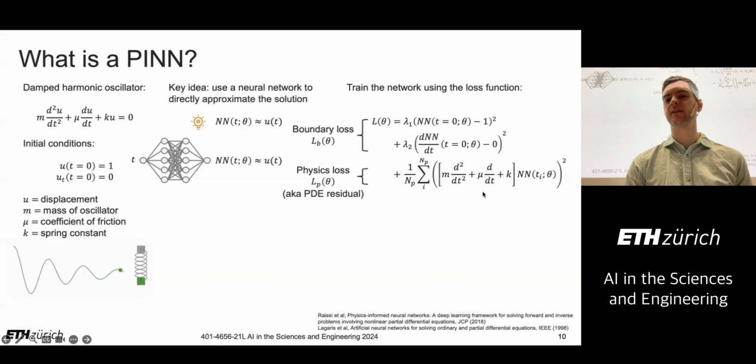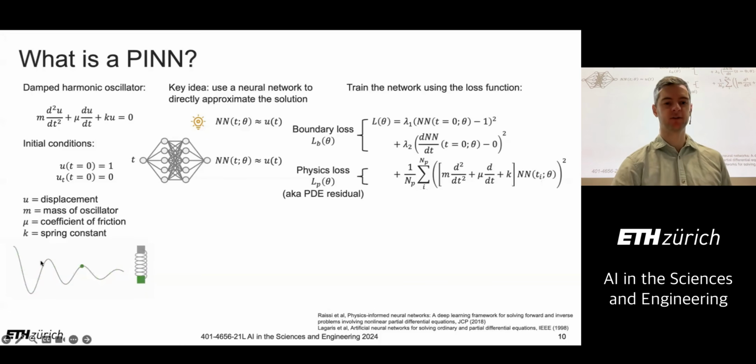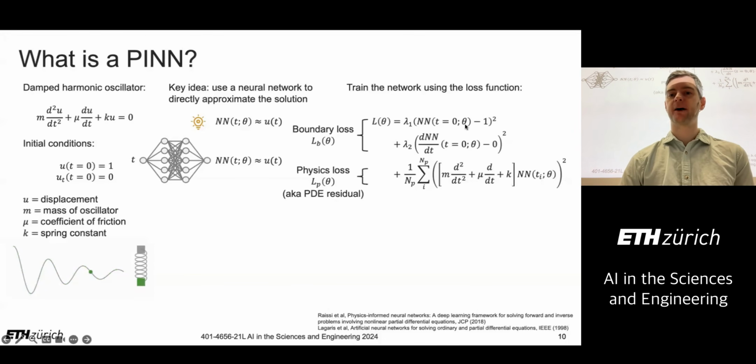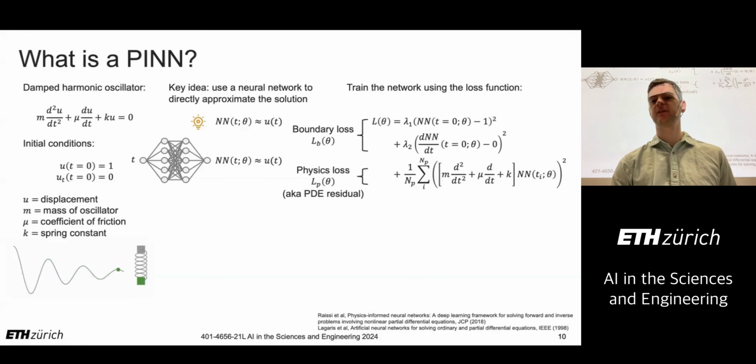Now we have to evaluate this residual at many different points in the domain. So we sample over many different time values to make sure that across the entire solution domain, this residual of the differential equation is obeyed. So you can think of the boundary loss as asserting the boundary conditions and making sure that the solution is unique. And then the physics loss is making sure that the underlying equation is obeyed at all points in the domain.